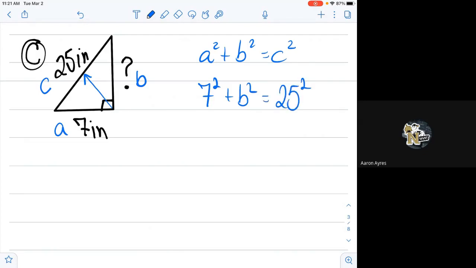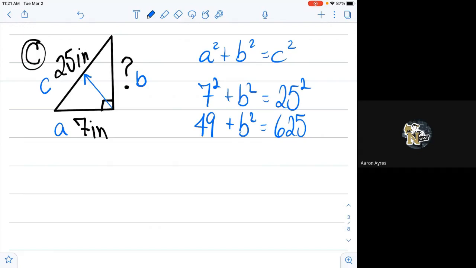Good. All right. 7 squared is 49. We do not know what B squared is. Okay. What is 25 squared? 625. I know that one by heart. I've been around a little bit longer.